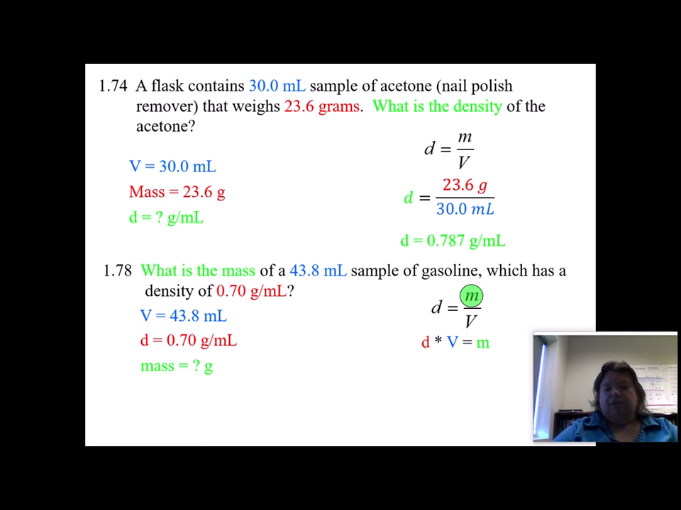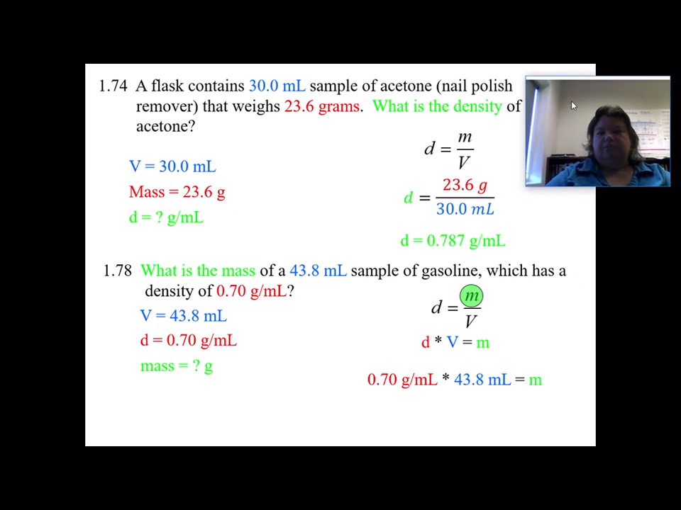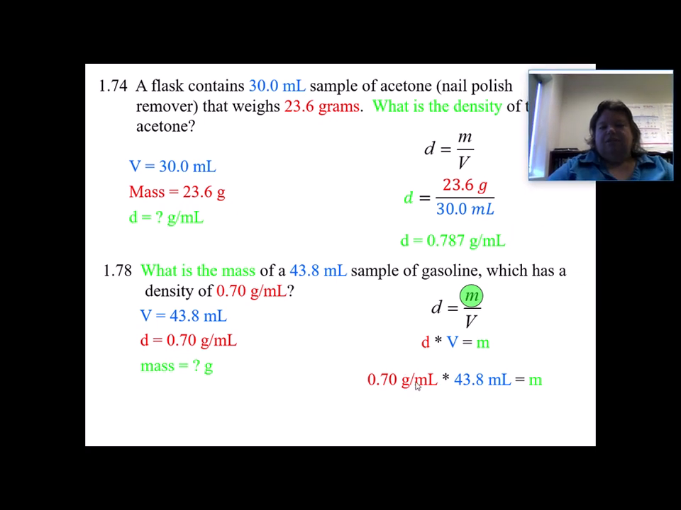And mass is what I want to solve for, so I'm just going to plug my numbers into this equation. So density was 0.70 grams, and that's in the bad spot again. 0.70 grams times the 43.8 milliliters is going to be equal to the mass. My milliliters will cancel out, leaving me the grams. And so the answer that I get, it's thinking. Maybe it's not going to do it. It is 30.7 grams. Okay.